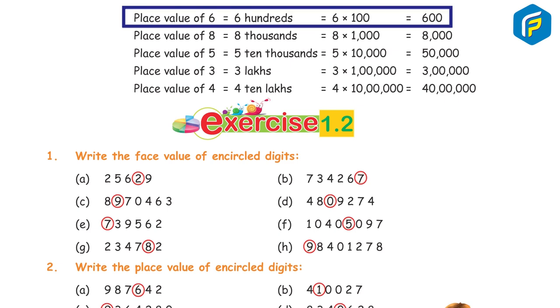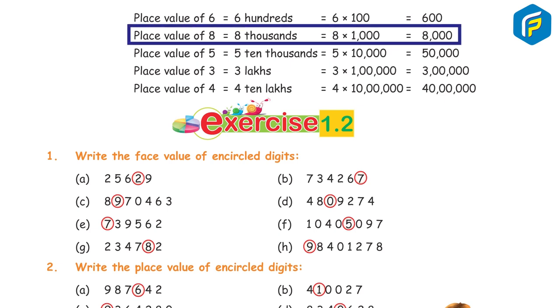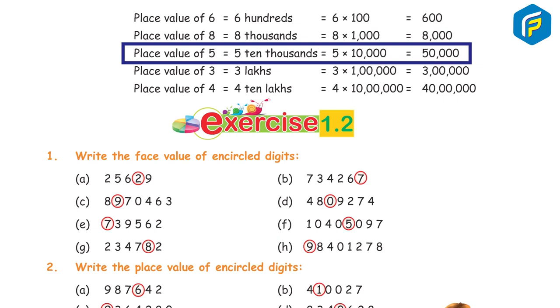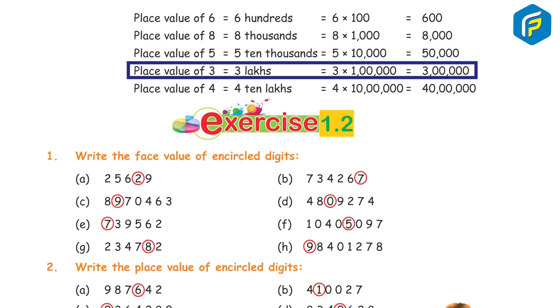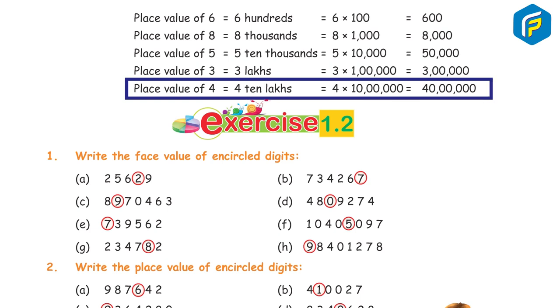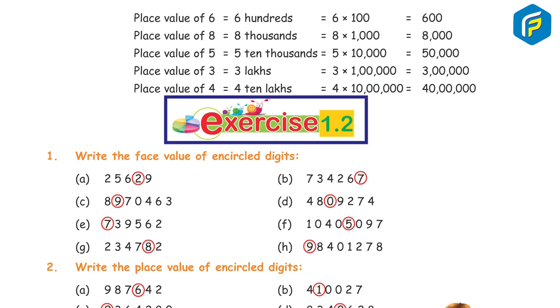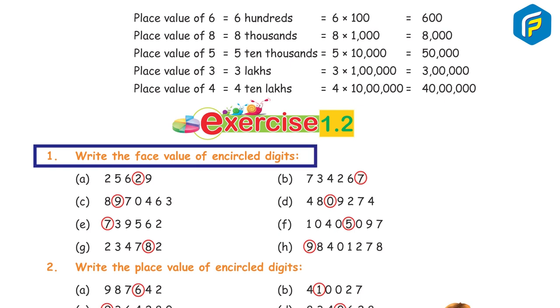Place value of 8 is 8 thousands, which is 8 into 1000, equal to 8,000. Place value of 5 is 5 ten thousands, which is 5 into 10,000, equal to 50,000. Place value of 3 is 3 lakhs, which is 3 into lakh, equal to 3 lakh. Place value of 4 is 4 ten lakhs, which is 4 into 10 lakh, equal to 40 lakh.